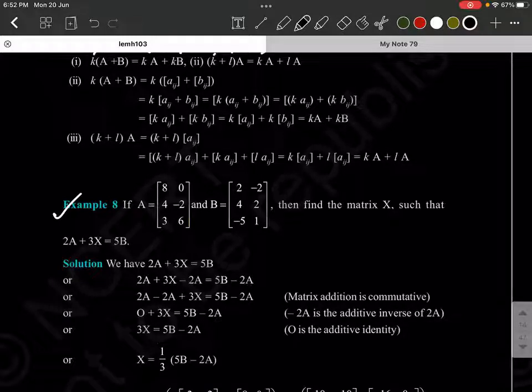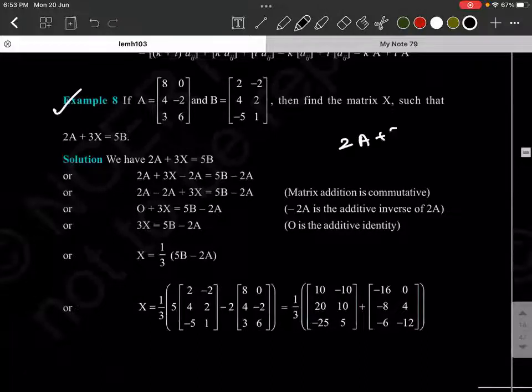So there are two ways to solve this. Can you guys tell me how to solve? One of the ways is to consider matrix X to be [x y] of the same order as that of A and B, and then proceed. Or else we can go with the properties. You want me to do this?